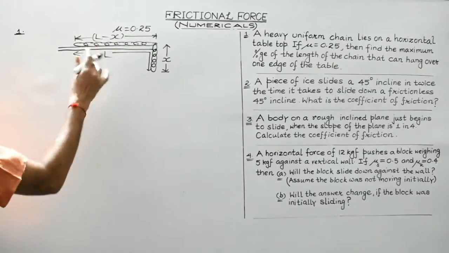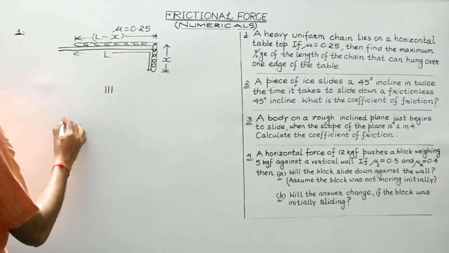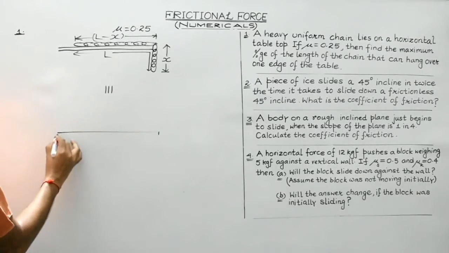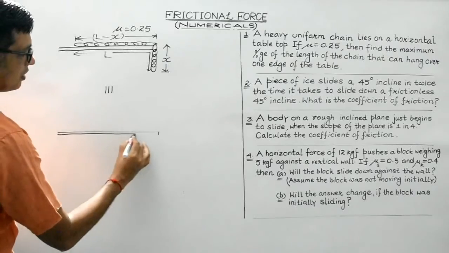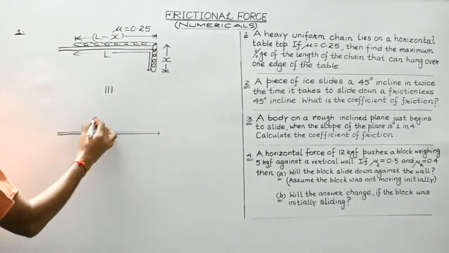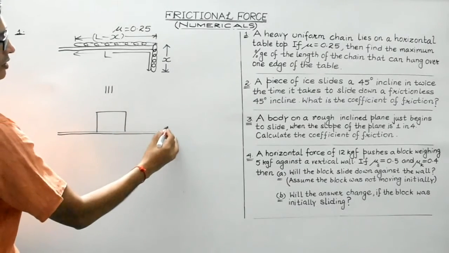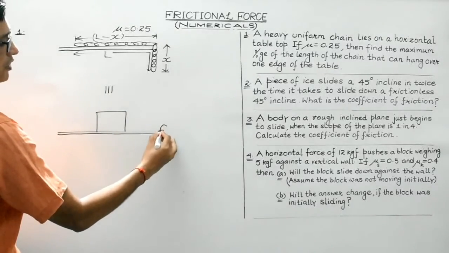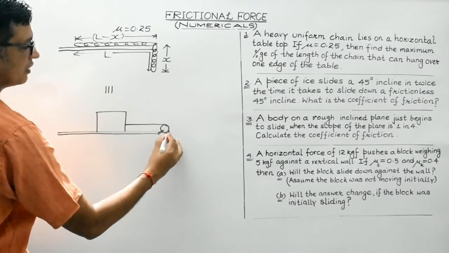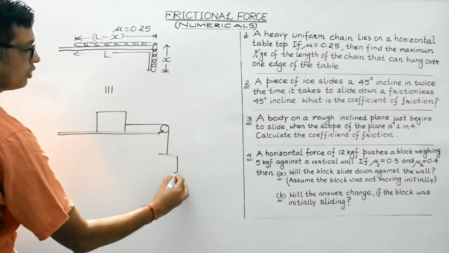So students, the same diagram can be represented in this manner, right? The same diagram can be represented in this particular manner. In place of this part, L minus X, we'll consider a block, right? And suppose this is a massless and frictionless pulley, and this is an inextensible string like this. And this part may be represented by another block.